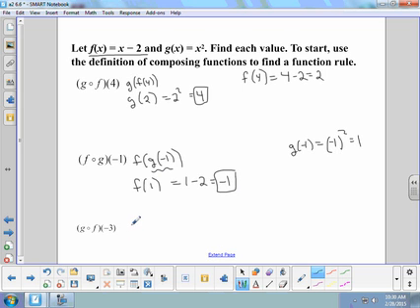Let's do the last one here. g of f of negative 3. Now let's figure out what f of negative 3 is. That would just be -3 - 2, which would be negative 5. So then we have to figure out what g of negative 5 is. Well, that would just be (-5) squared. We can do that one in our head, which would be 25.